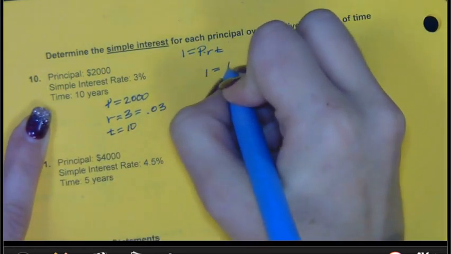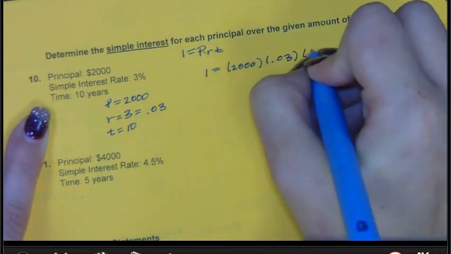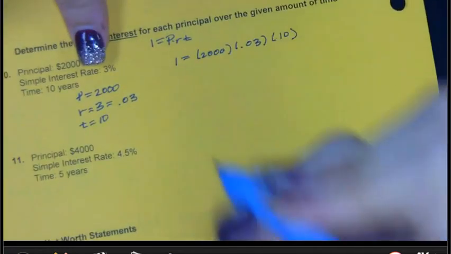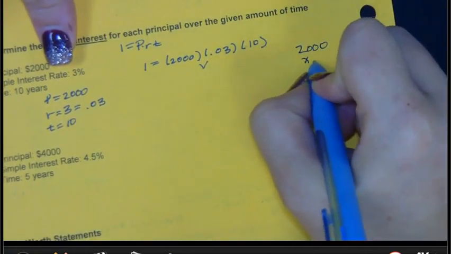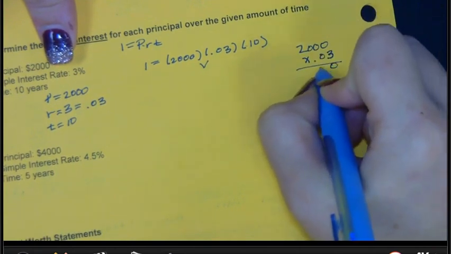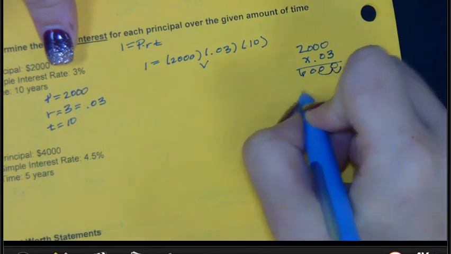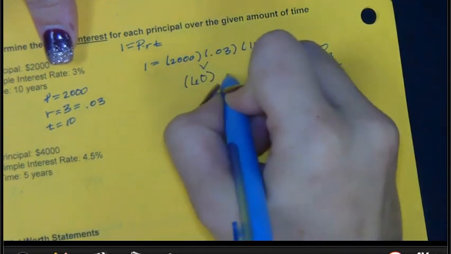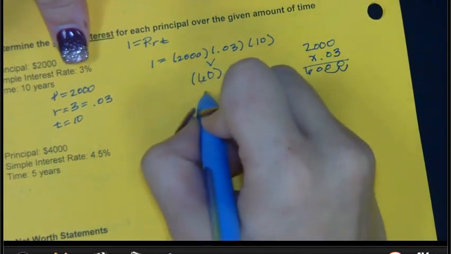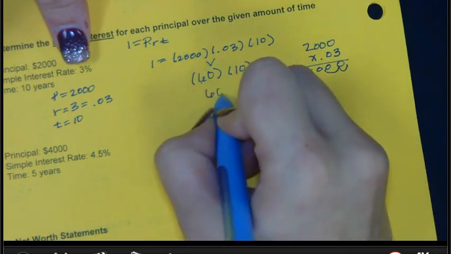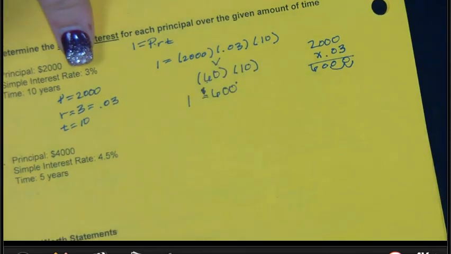So I'm going to have I is equal to 2,000 times 0.03 times 10. So let's go ahead and multiply the first two numbers together. So 2,000 times 0.03. 3 times 0 is 0. 3 times 2 is 6. 2 decimal places to give me 60 times 10. Well, remember our tens trick. You can multiply the first two numbers together. Do 6 times 1 is 6. Add our two zeros, and we're going to get 600. So our interest is $600.